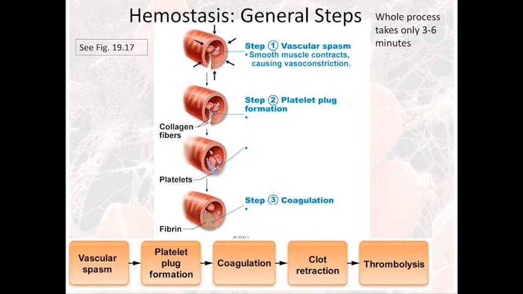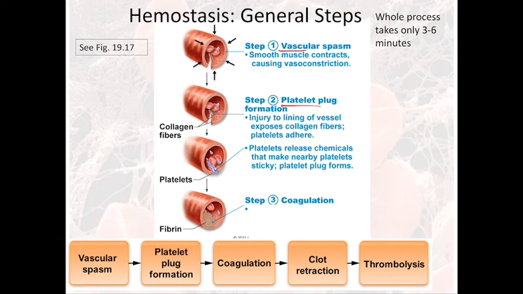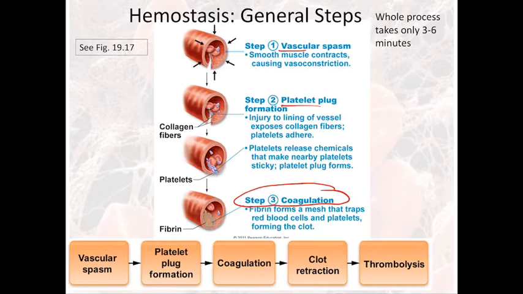Okay, so the overall steps of hemostasis. Number one, we got vascular spasm. We talked about that: smooth muscle contracts, vasoconstriction. Number two, we got platelet plug. We just talked about that one. And then step three, which is the longer step now, is the whole protein cascade called coagulation, where fibrin forms a mesh that traps our blood cells and platelets, forming the clot. So we got vascular spasm, platelet plug, and coagulation is where we're going to go next. Then we're going to talk about clot retraction and thrombolysis. This whole process only takes about 3 to 6 minutes.